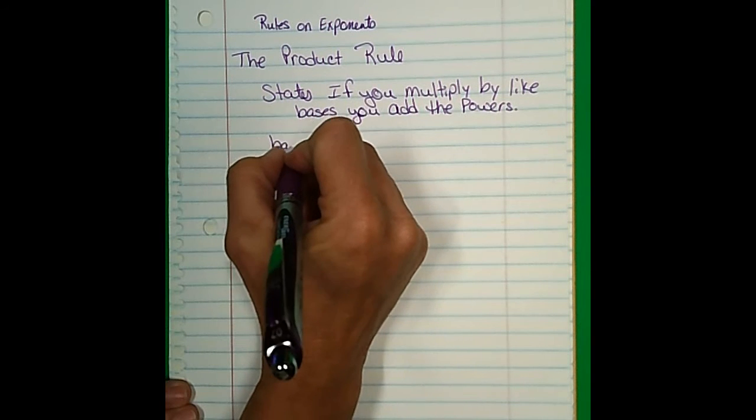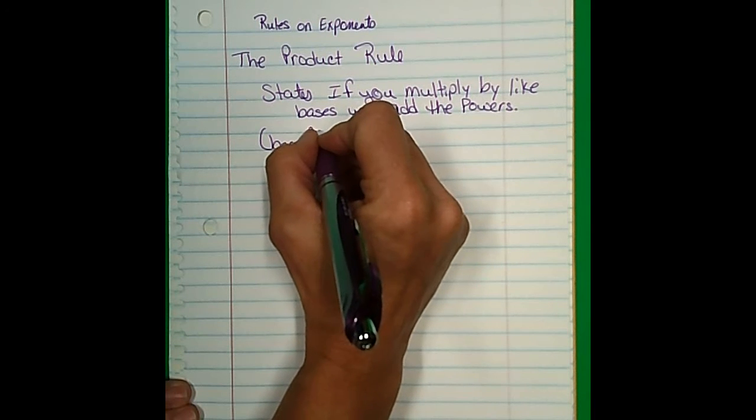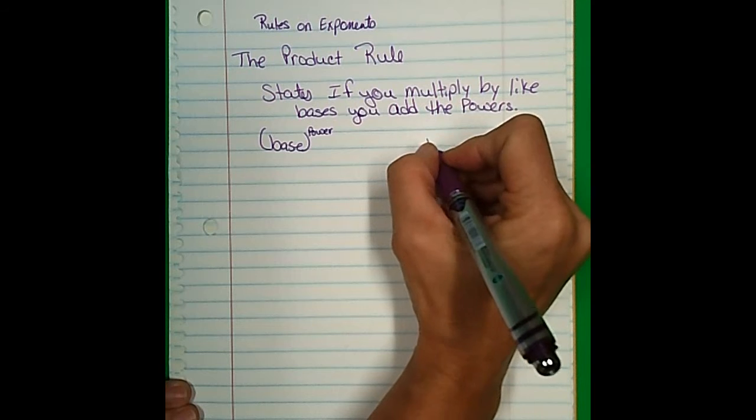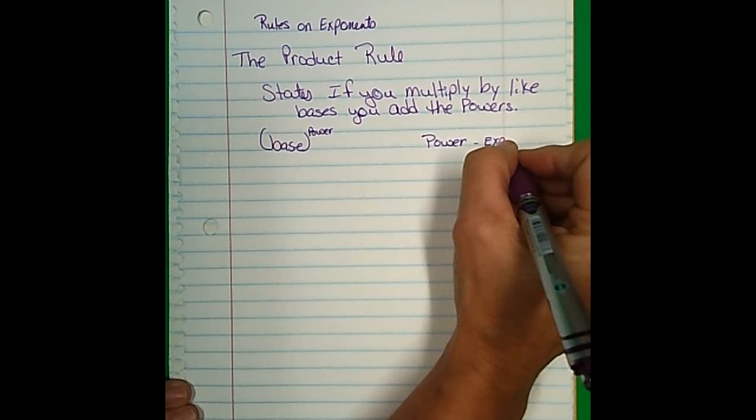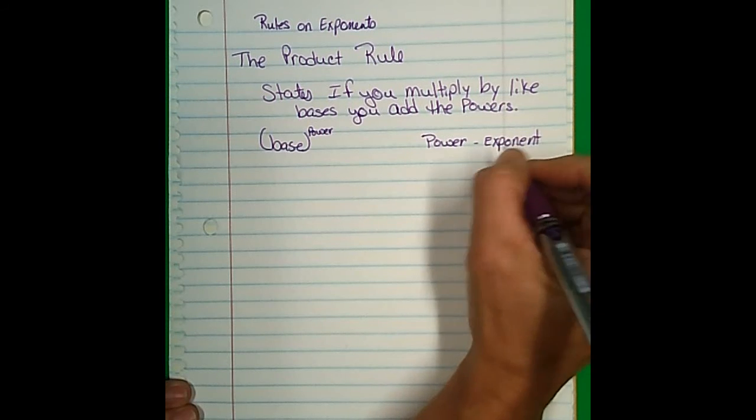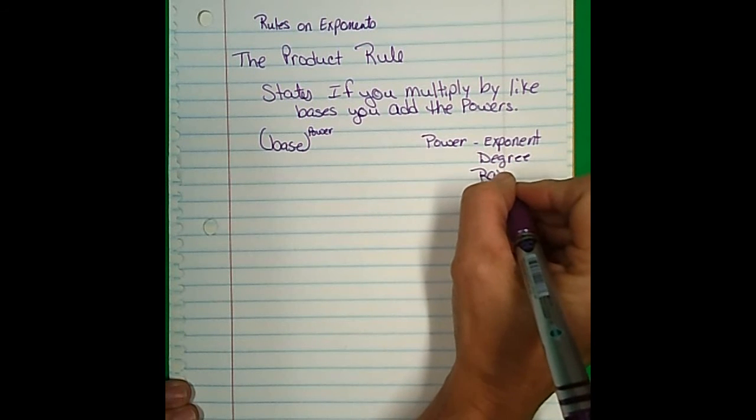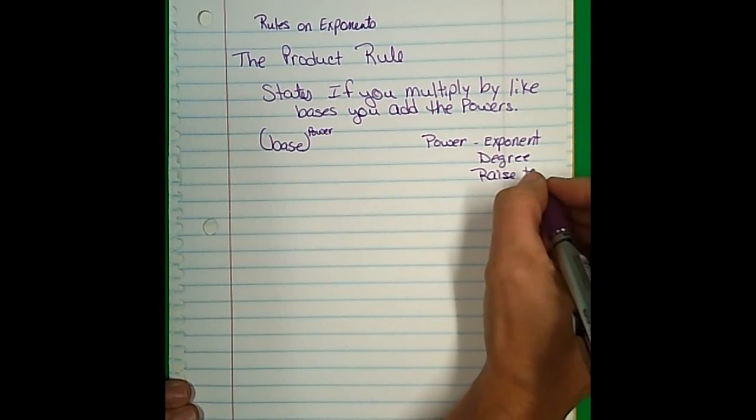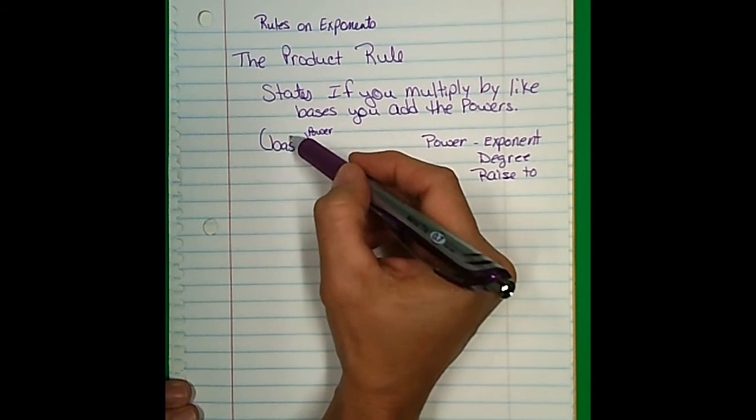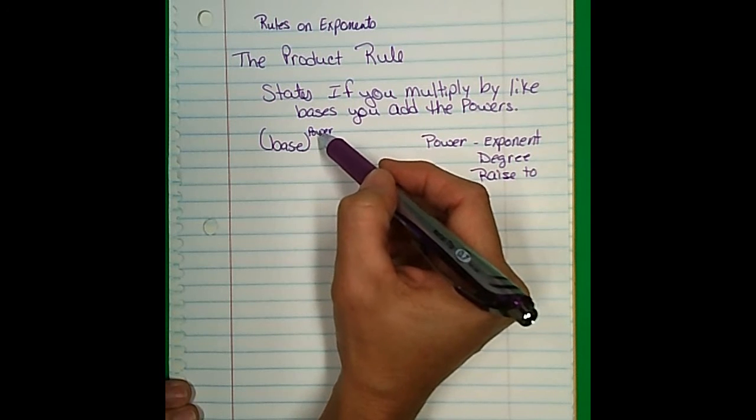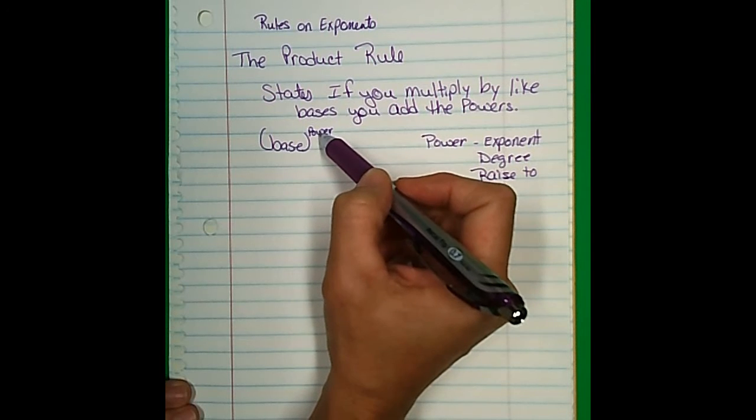A base is something that's being raised to a power. Power is also called the exponential, the exponent. It's also called a degree. It's also called raised to. So, you know, there's different terminology for it. But basically what it boils down to is that I have some base raised to a power. If I'm multiplying two bases that are identical, I can add the powers.